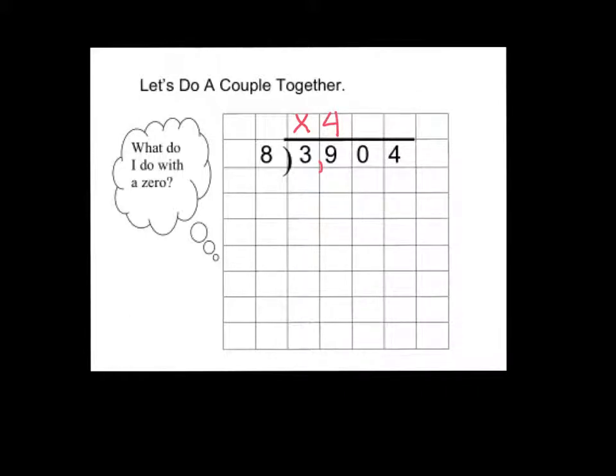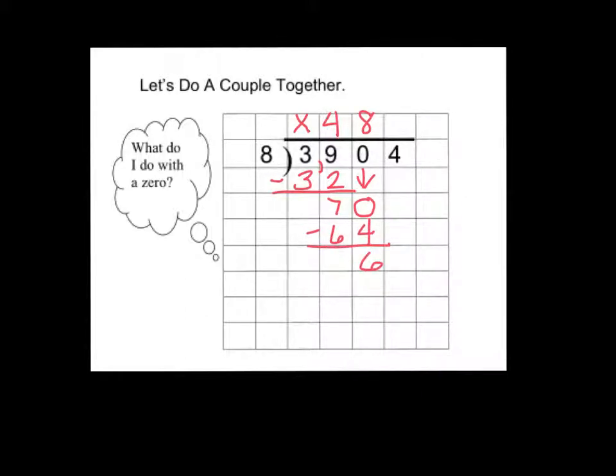And then I'm going to multiply. 4 times 8 is 32. And now I'm going to subtract. 39 minus 32 is 7. And now I'm going to check. 7 is less than 8, so I can move on to the next part of my problem, and I can now bring down my 0. Now I have 70 divided by 8, and 8 goes into 70 8 times. 8 times 8 is 64. I'm going to subtract.